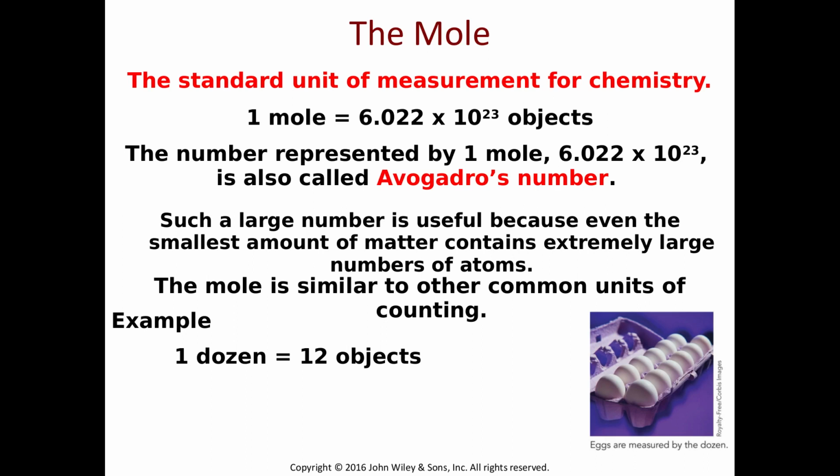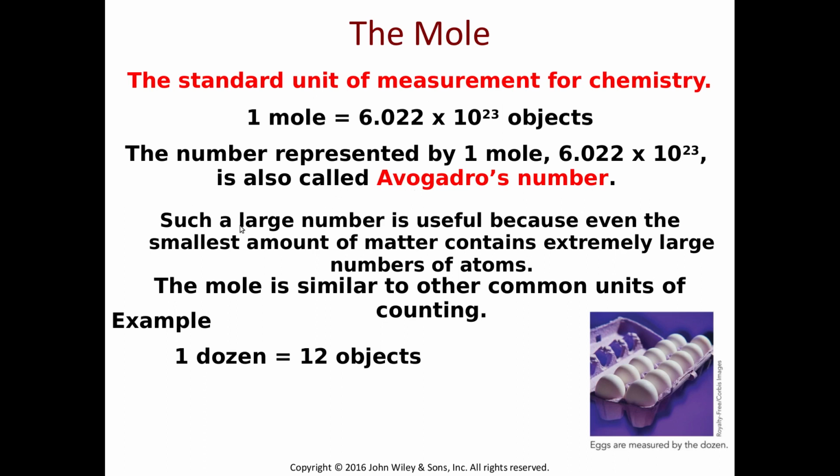A mole is a standard unit of measurement for chemistry, and anytime somebody says the word mole, you know that it means this special number: 6.022 times 10 to the 23 objects. This can be atoms, molecules, eggs, anything. You can have a mole of anything. But note that it's a really, really big number, and that's why we use it to describe atoms. 10 to the 23 is a lot. This number is also called Avogadro's number.